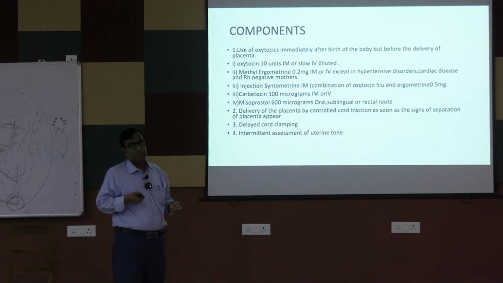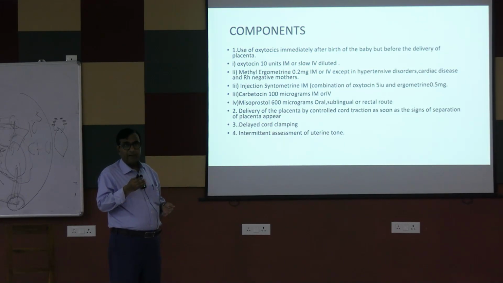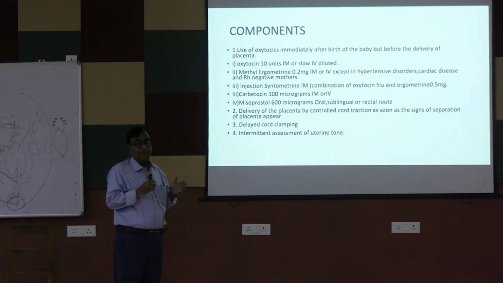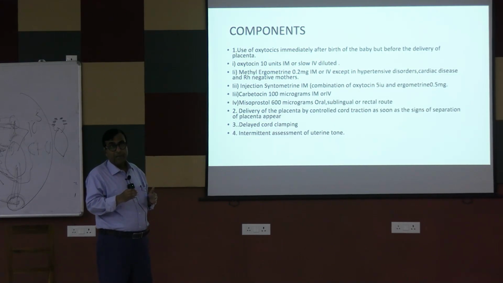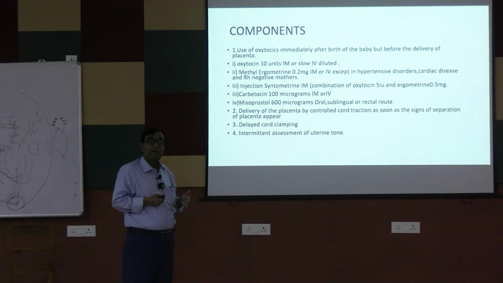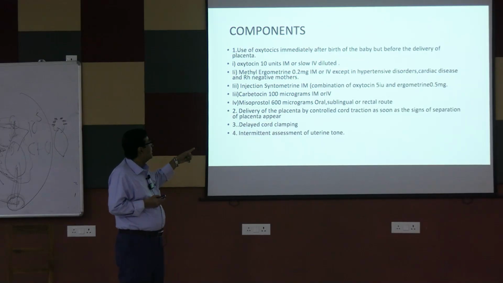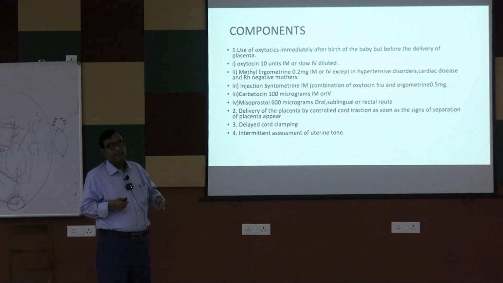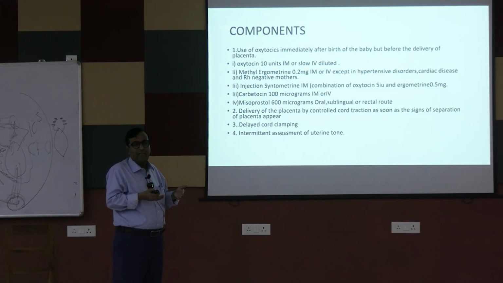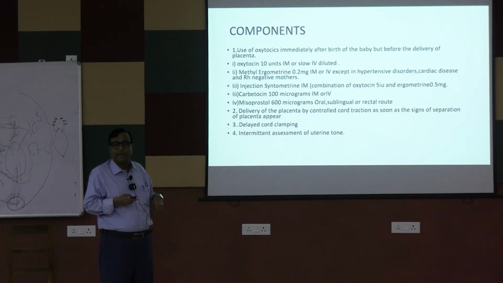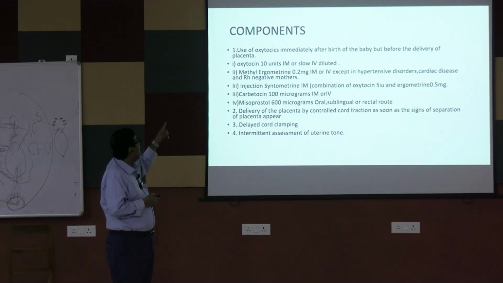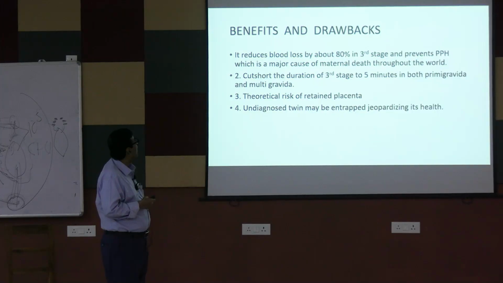Nowadays, delayed cord clamping is practiced because if you delay in clamping the cord, about 80 to 100 ml of blood goes to the fetus. Early cord clamping denies the baby of 80 to 100 ml of blood. And intermittent assessment of tone. That is, when we are doing AMTSL, we are feeling the uterine tone. As soon as the uterus becomes hard and globular, we go for controlled cord traction. Okay? So these are the components of active management of labor.